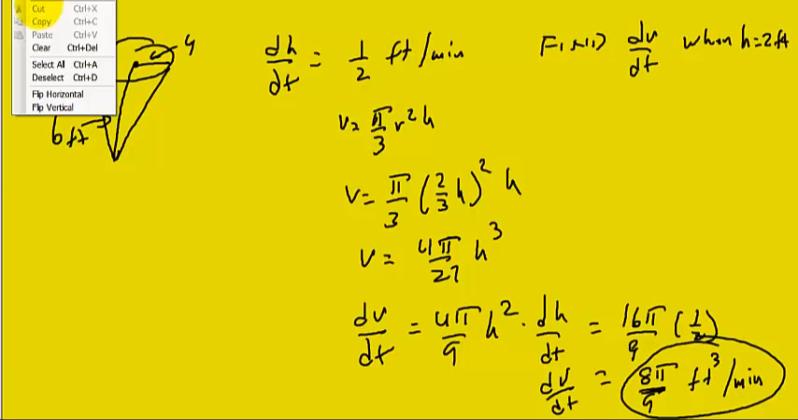These related rates are not that bad once you get the hang of it. Like I said, I promise you there'll be one related rate question for your response.